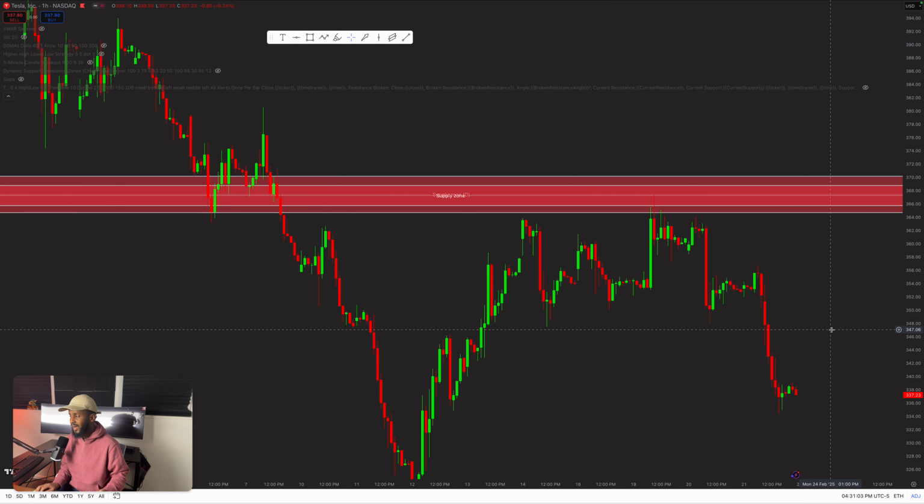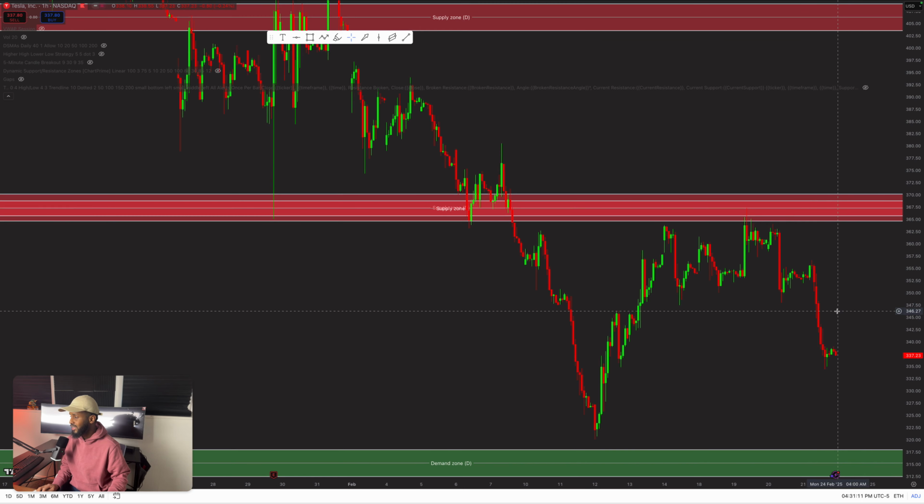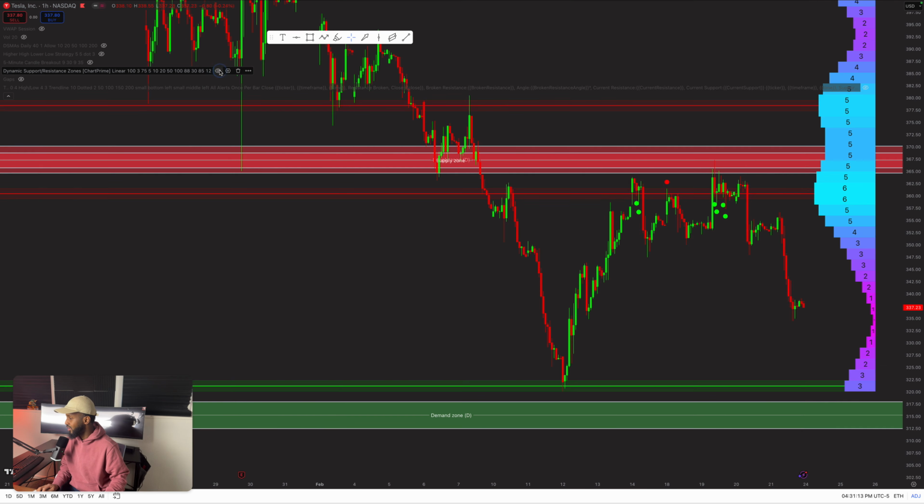I don't want to look at it as a zone. It's not about the indicator. There is no holy grail indicator. If that shows you that that zone is not working, then just get rid of it. Now we'll turn our indicator back on, and it shows us that we have a demand level down here.